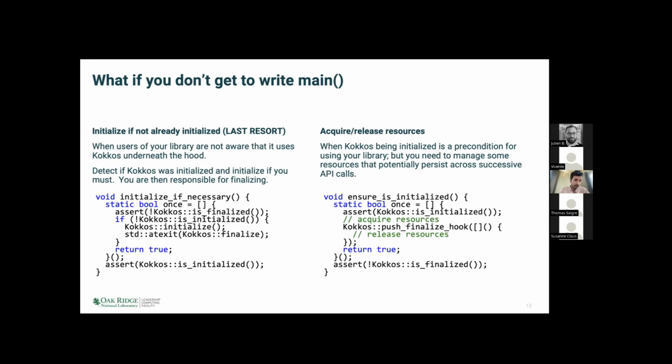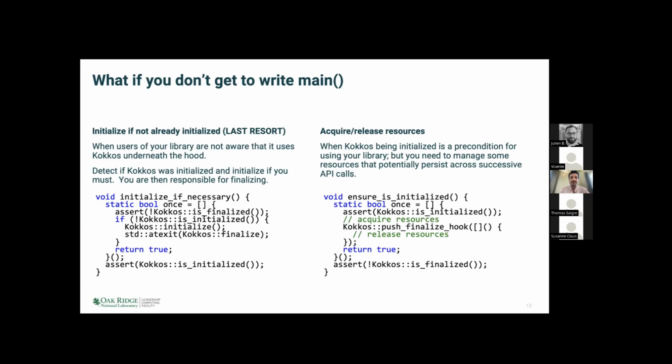That's what most of our flagship libraries do. Like that's what Cabana does. That's what ArborX does. That's what Kokkos FFT and Kokkos Kernels do. They clearly depend on Kokkos, and it's part of the specification. Kokkos needs to be initialized before you use them. This is what we recommend.